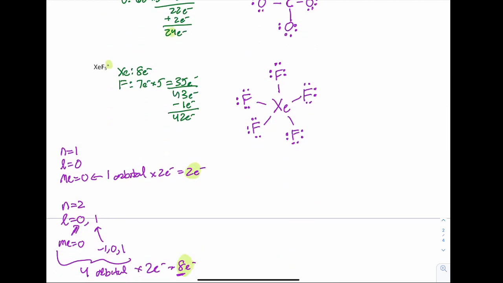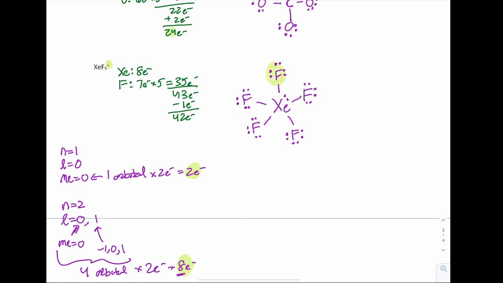Xenon, I'm not going to use the highlighter this time because I don't want to erase it all. But I have 2, 4, 6, 8, 10, 12, 14, 16, 18, 20, 22, 24, 26, 28, 30, 32, 34, 36, 38, 40. I have 2 electrons left over, and they're going to go on xenon. The quicker way to actually count that is I know that each one of those fluorines has an octet.